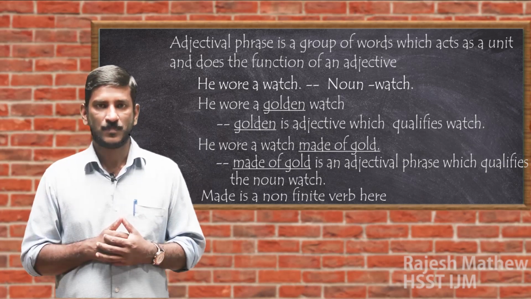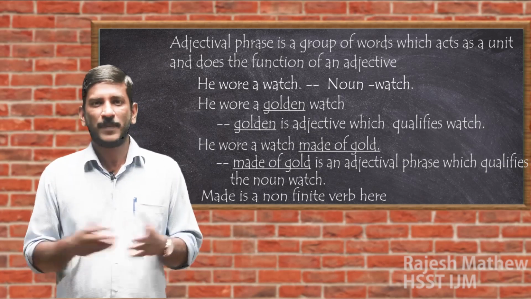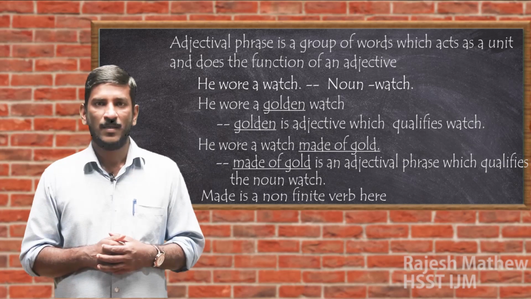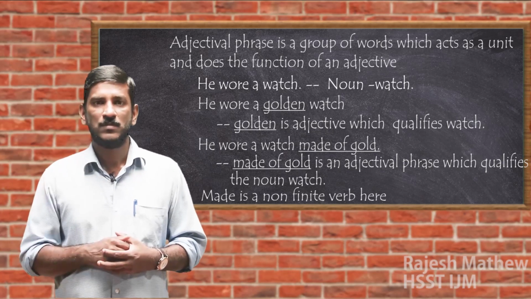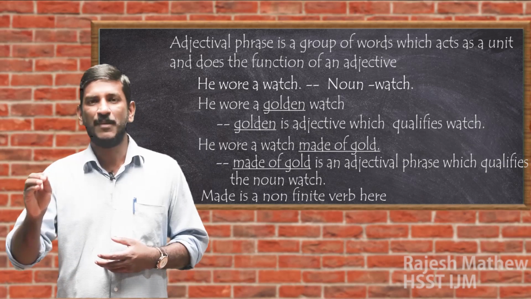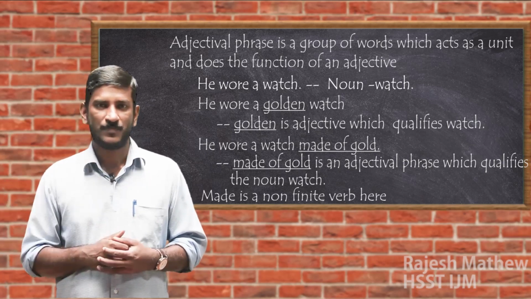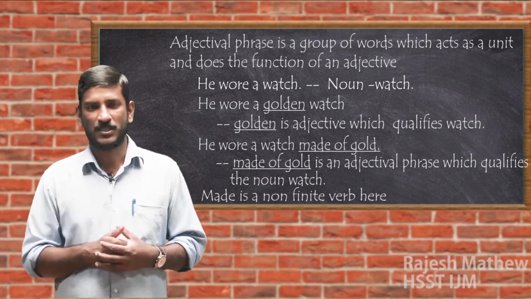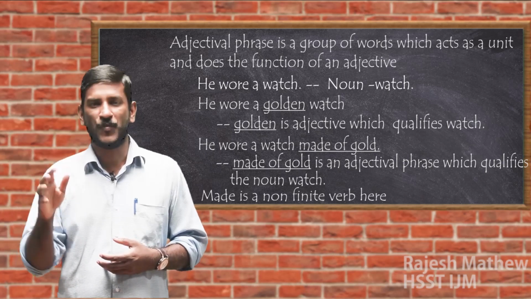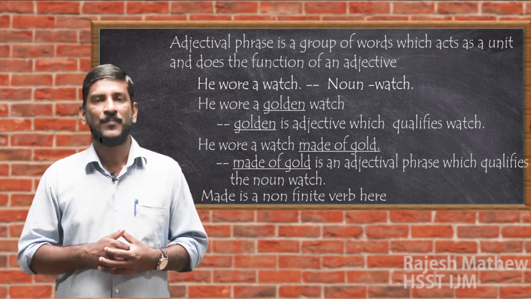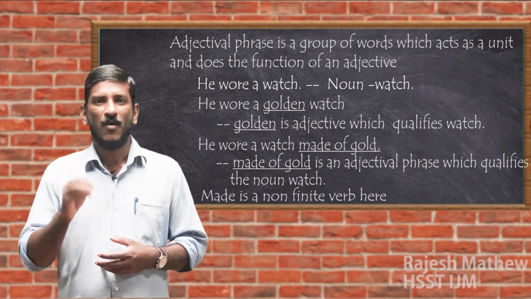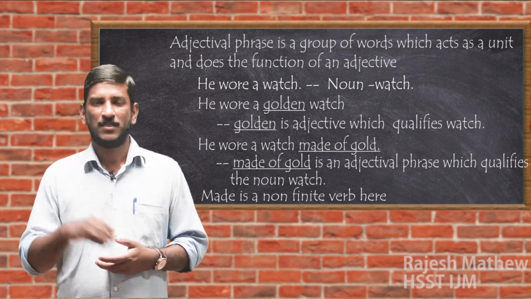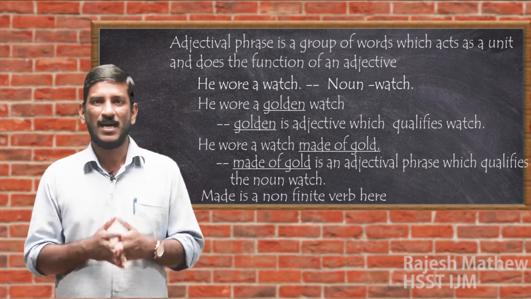Another example. The Prime Minister unfurled the Indian flag at the Red Fort. Flag is a noun. Indian is an example of a proper adjective. That adjective can again be changed to an adjectival phrase. The Prime Minister unfurled the flag of India at the Red Fort. Of India can be considered an adjectival phrase because it qualifies the noun, flag.